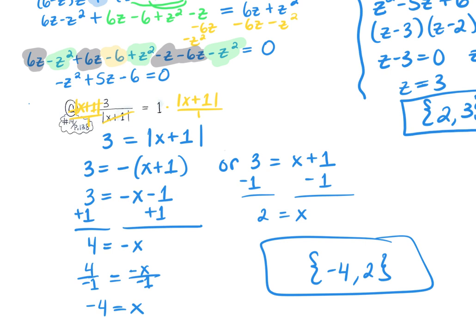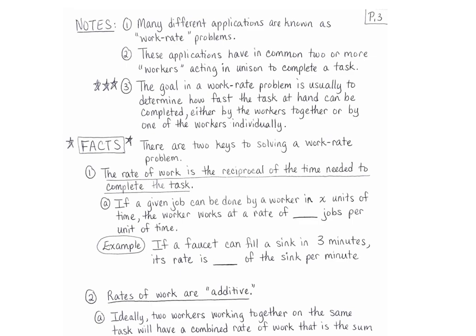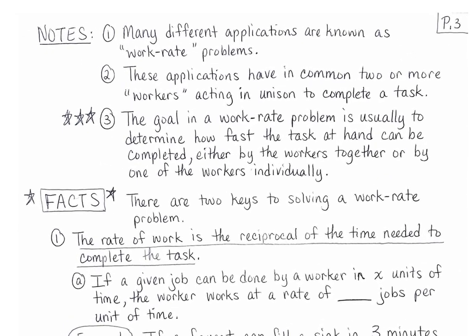Okay. All right. We're not going to spend a whole lot of time on the next, but I think you should see it just because applications are important. So let's review it. There are many different applications known as work rate problems. These applications have in common 2 or more workers acting in unison to complete one task. The goal in a work rate problem is usually to determine how fast the task can be completed, either by the workers together or by one of the workers themselves. There are two keys to solving a work rate problem.